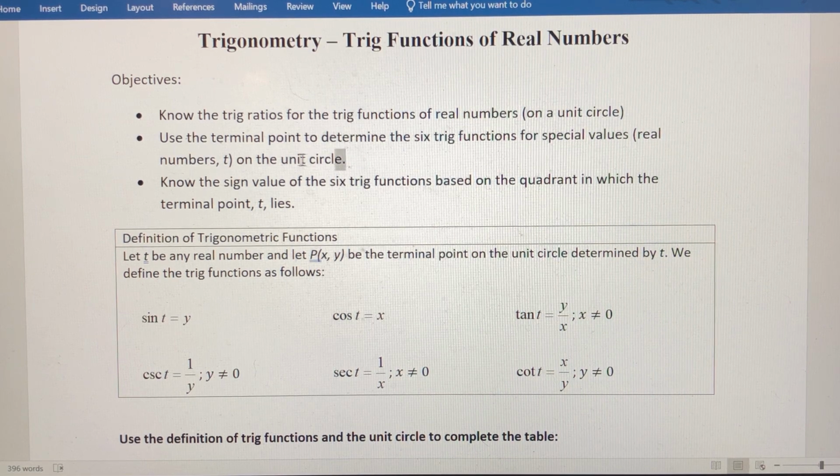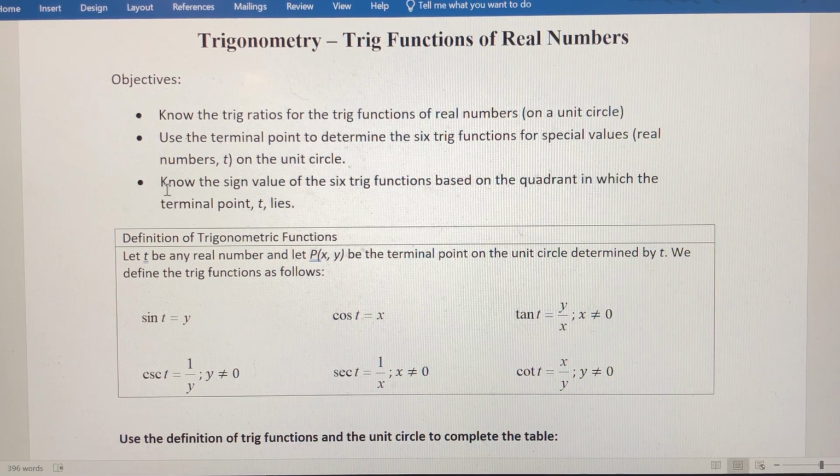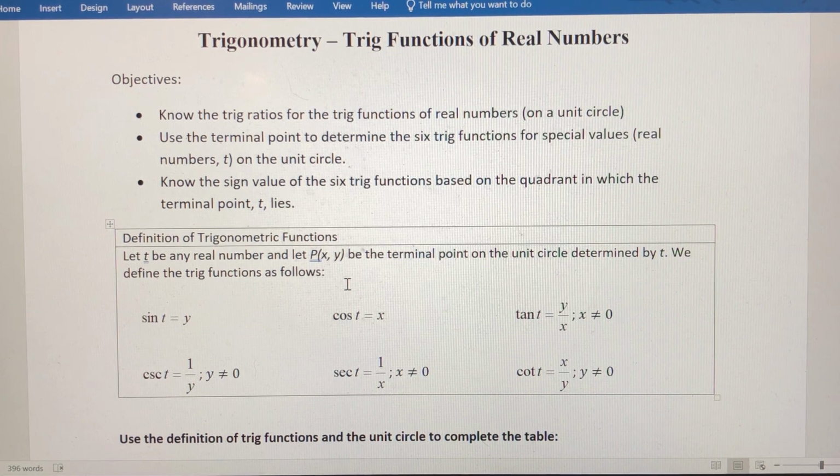And again, remember the main thing to pay attention to here, we're still on the unit circle. And in the last bullet, we're going to know the sign value of the 6 trig functions based on the quadrant. So depending on where this real number t is, if it's in quadrant 1, quadrant 2, quadrant 3, or quadrant 4, the sign, S-I-G-N, of the trig function could be positive or could be negative. And we'll go over how to determine those in this set of notes.